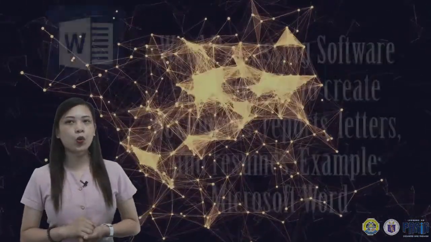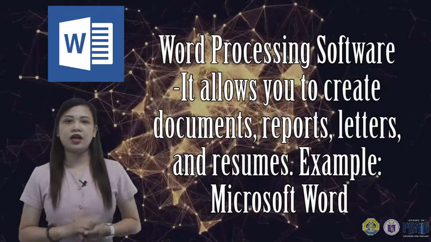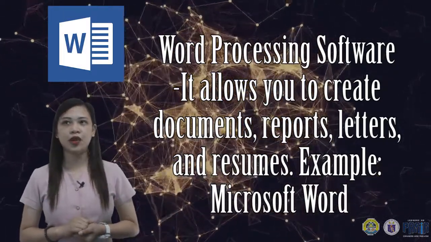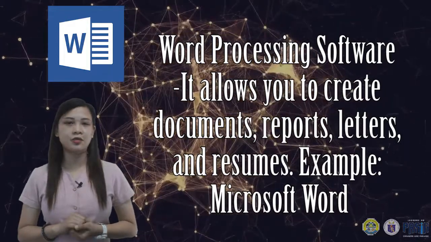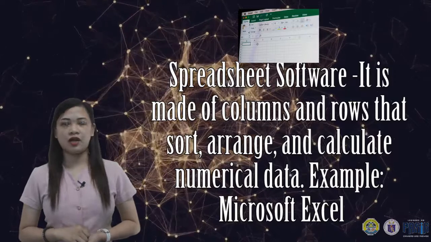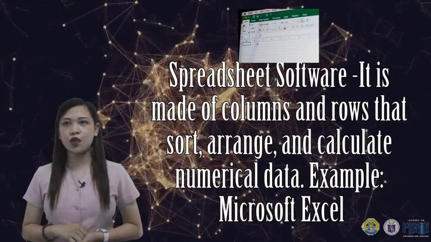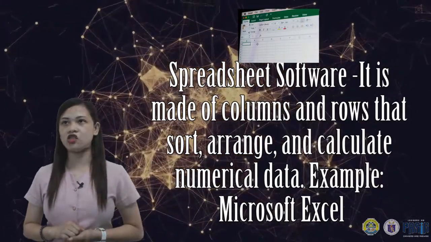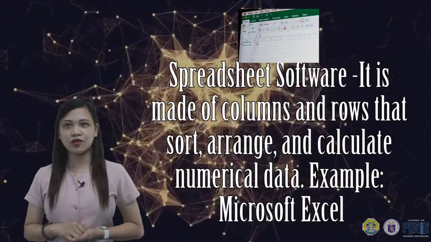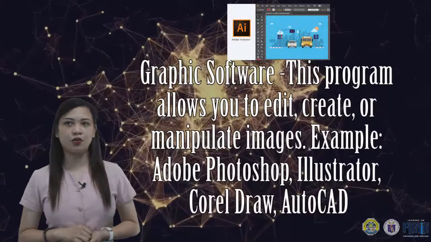Application software includes the following: word processing software. It allows you to create documents, reports, letters, and resumes. Example is Microsoft Word. Spreadsheet software. It is made of columns and rows that sort, arrange, and calculate numerical data. Example is Microsoft Excel.